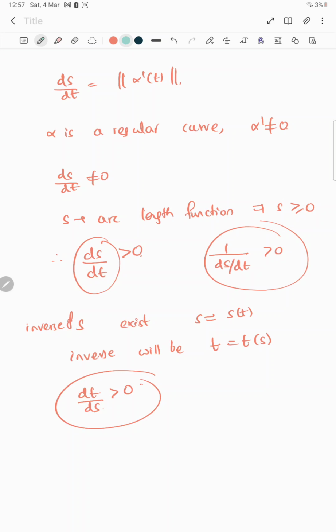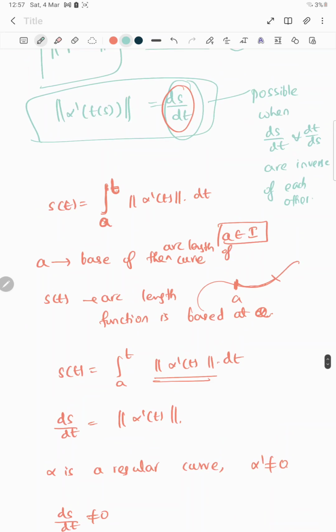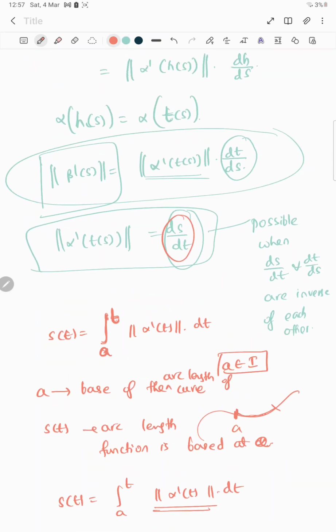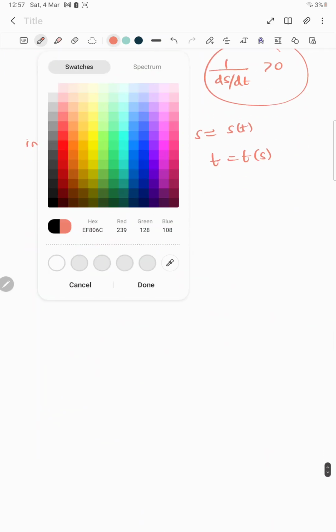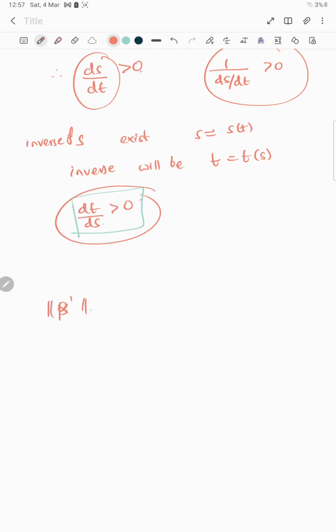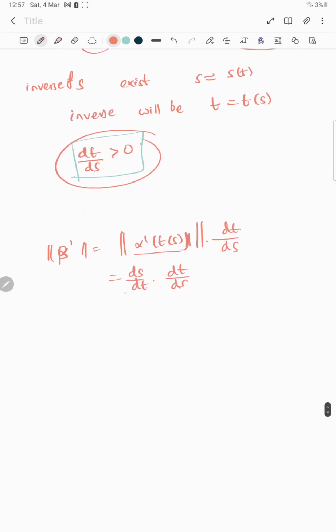Now we substitute the inverse of ds by dt in the expression beta dash of s is equal to alpha dash of t of s into dt by ds. Therefore the norm of beta dash is equal to the norm of alpha dash of t of s into dt by ds, which is ds by dt into dt by ds. As ds by dt and dt by ds are reciprocal of one another, both cancel each other, therefore the norm of beta dash of s is equal to 1. This implies beta has unit speed. This is how, for a regular curve, there exists a reparameterization beta such that it has unit speed. So this is how the proof follows.